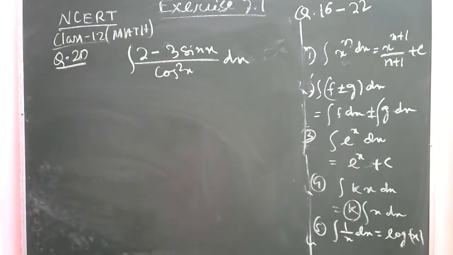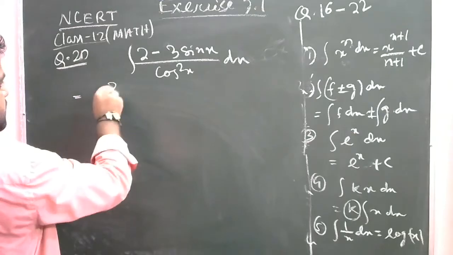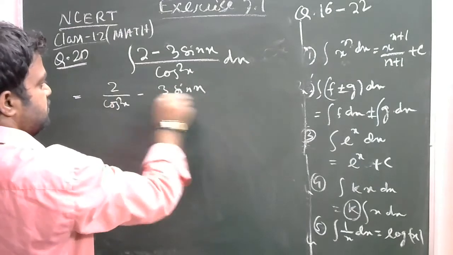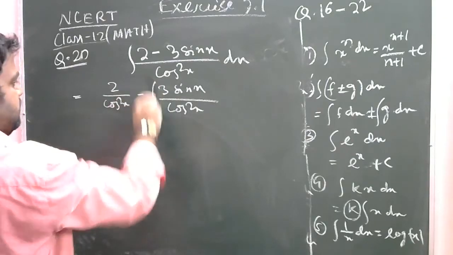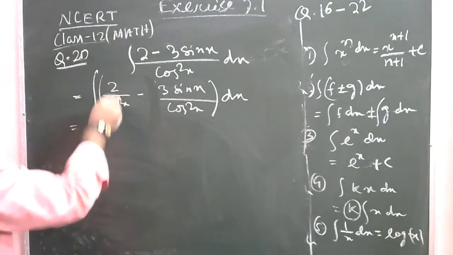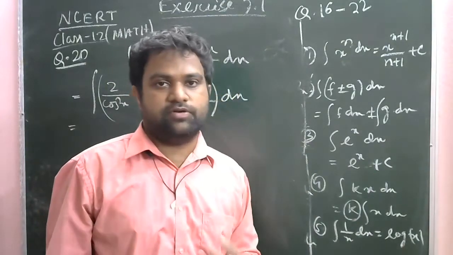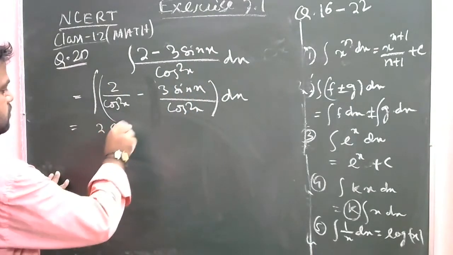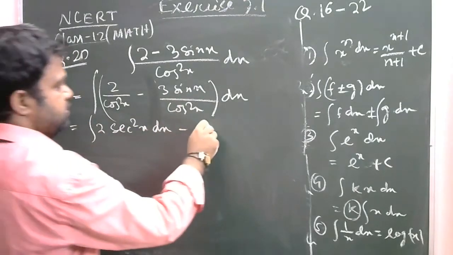Similar, you have to use the same trigonometric technique here. So I'll separate these terms. I'll write 2 upon cos square x minus 3 sin x by cos square x, integration dx. Now 1 upon cos square x we have just discussed: 1 upon cos square x is sec square x. So 2 sec square x dx integration minus 3.